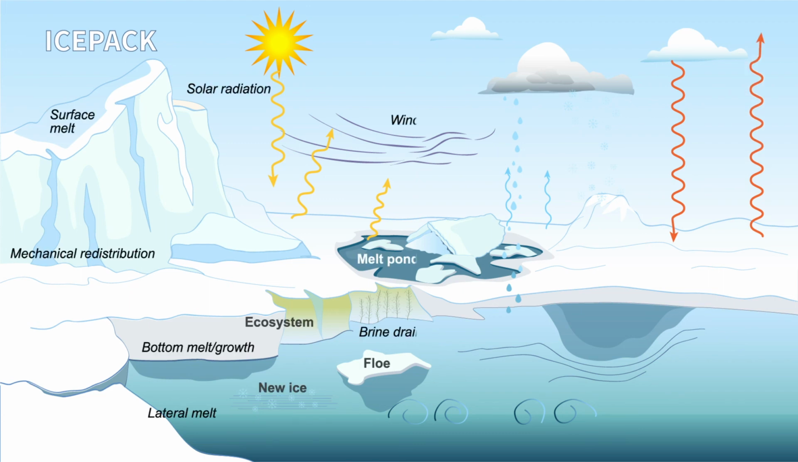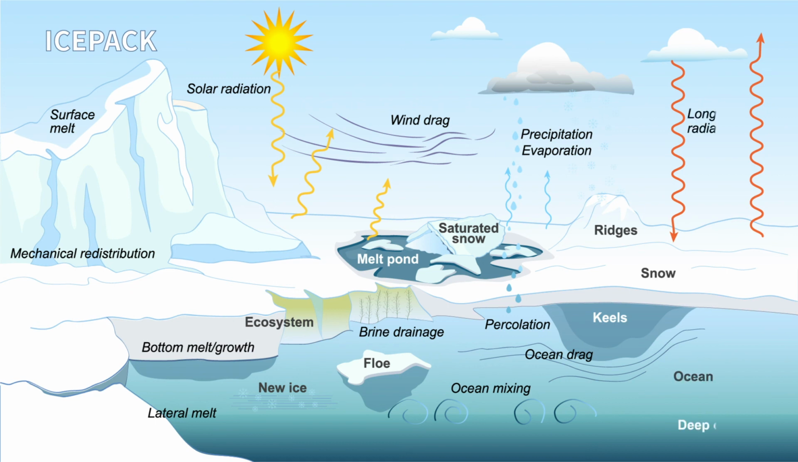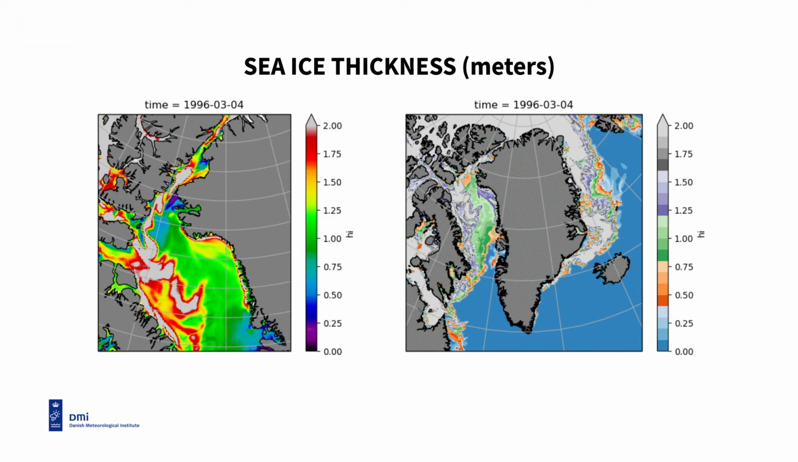CICE is a critical component of fully coupled global circulation models that include the ice, the atmosphere, the ocean, and the land. And it's used in several big models, such as the US's Community Earth System Model, and also the UK Meteorological Office's Unified Weather Forecasting System.